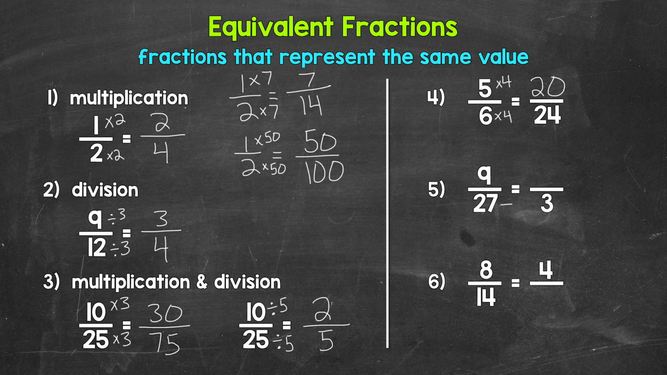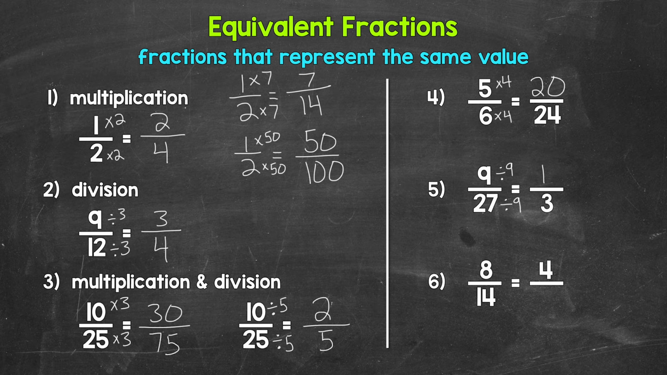Well, 27 divided by 9 equals 3. Whatever we do to the denominator, we must do to the numerator. So divide the numerator by 9 as well. 9 divided by 9 gives us a numerator of 1. So we get 1/3. 9/27 and 1/3 are equivalent fractions.